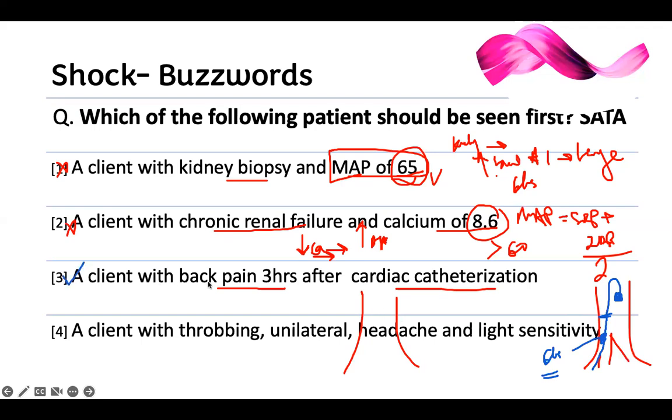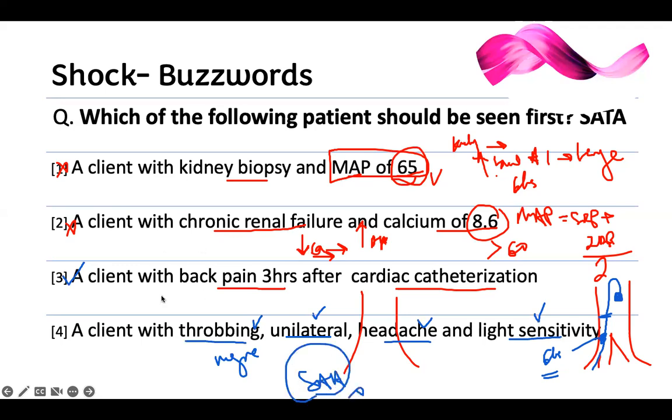I'm seeing this patient. A client with throbbing, unilateral headache, and light sensitivity. There are big words, buzzwords, but none of them is important. It's throbbing, fine. Unilateral, one side. Headache, okay. Light sensitivity. This is migraine. If you tell me this is the worst headache of your life, that one is never localized. That is subarachnoid hemorrhage, and that one is deadly.